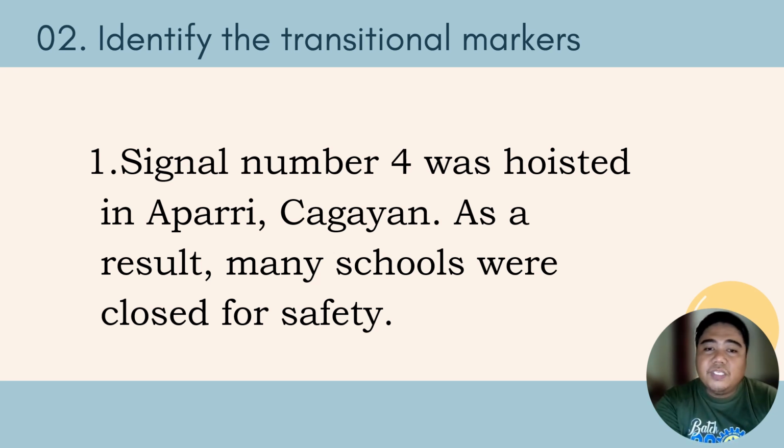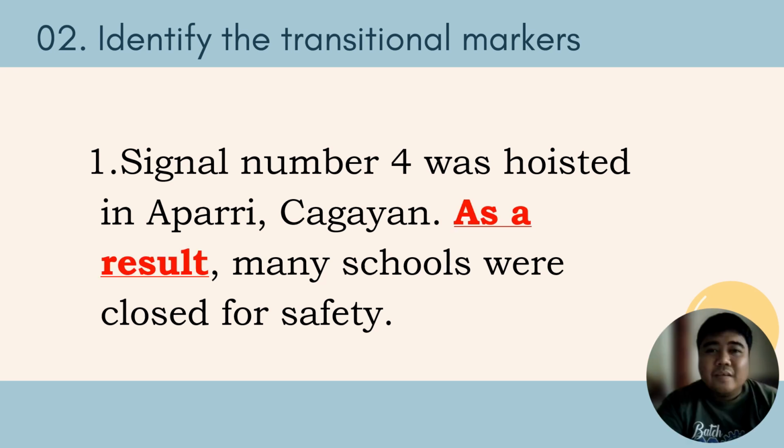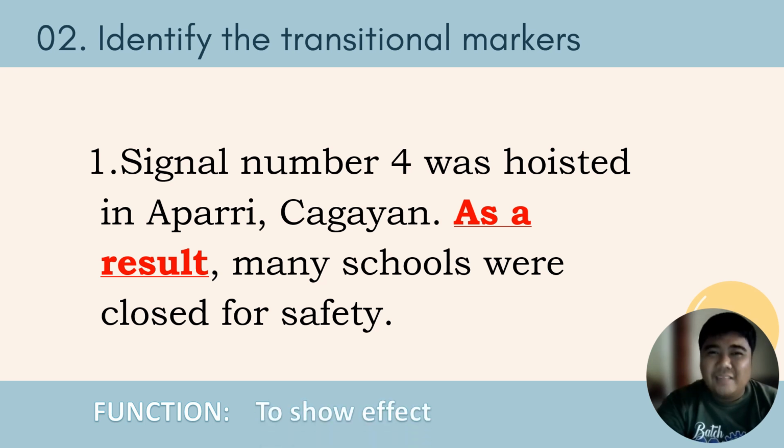Signal number four was hoisted in Apari, Cagayan. As a result, many schools were closed for safety. What is the transitional marker used in number one? For number one, the correct answer is as a result. Now, what is the function of as a result? I will give you 5 seconds. Five, four, three, two, one. The function of as a result is to show effect.